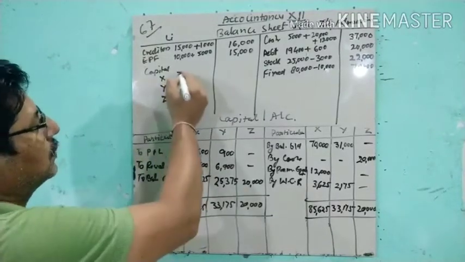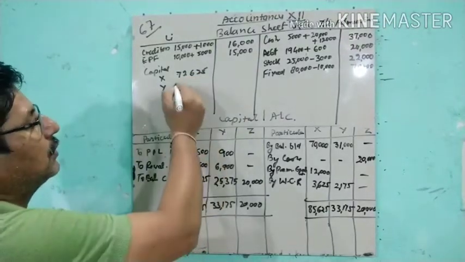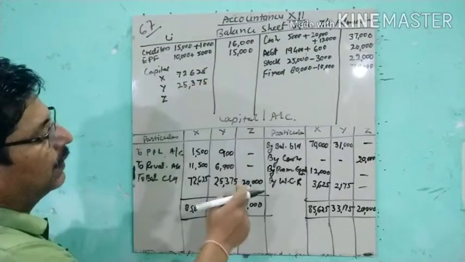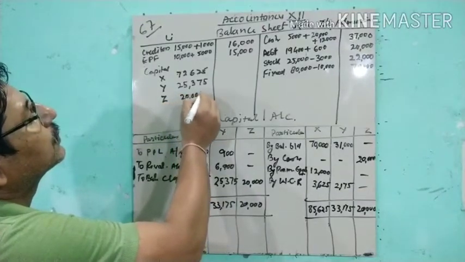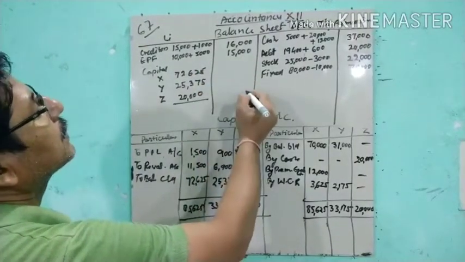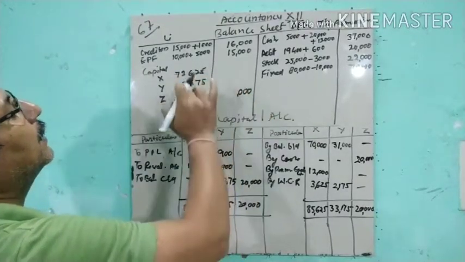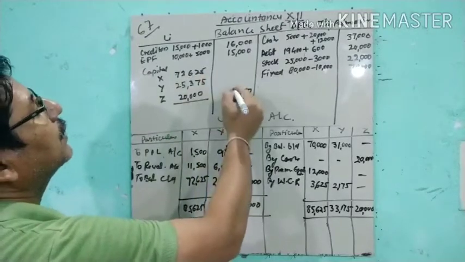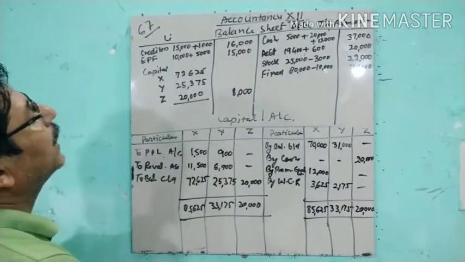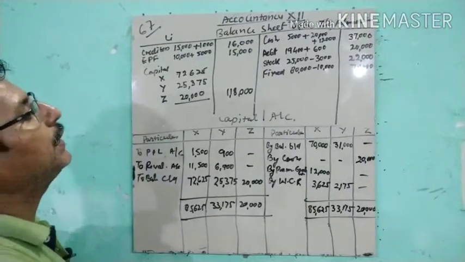72,625 X and Y's capital is 25,375 and 20,000 of C's capital. So total how much? If we add up this, then it is 1,18,000.